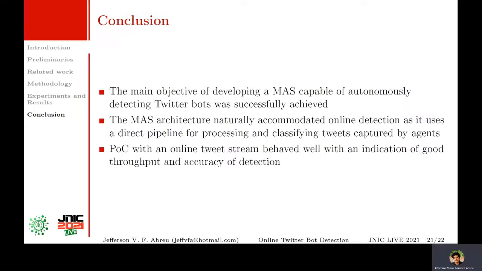To conclude, the main objective of our research in this work was achieved because we developed a MAS capable of detecting Twitter bots, and our architecture was very good for online detection because it is a pipeline for processing and classifying tweets as they are captured by the agents. And we ran a proof of concept using the online Twitter bot detection, and our MAS behaved very well, with indication of good throughput and good accuracy of detection.